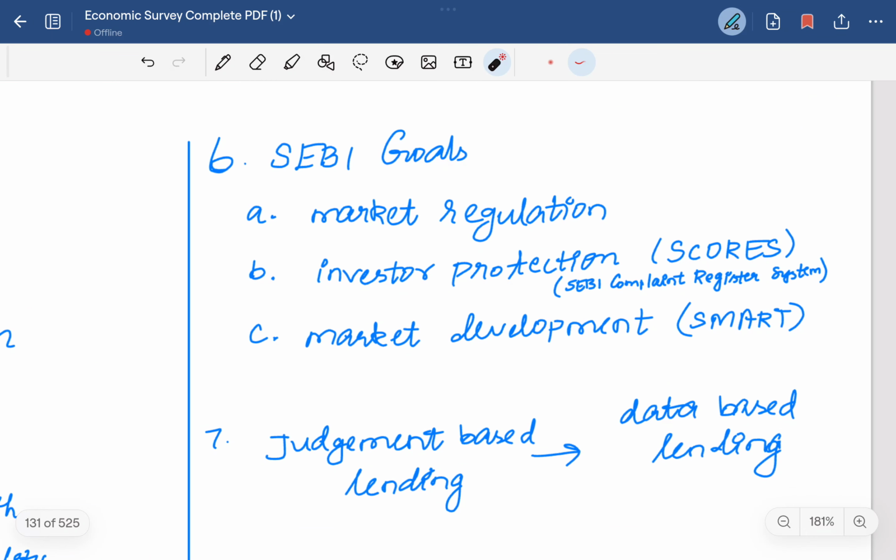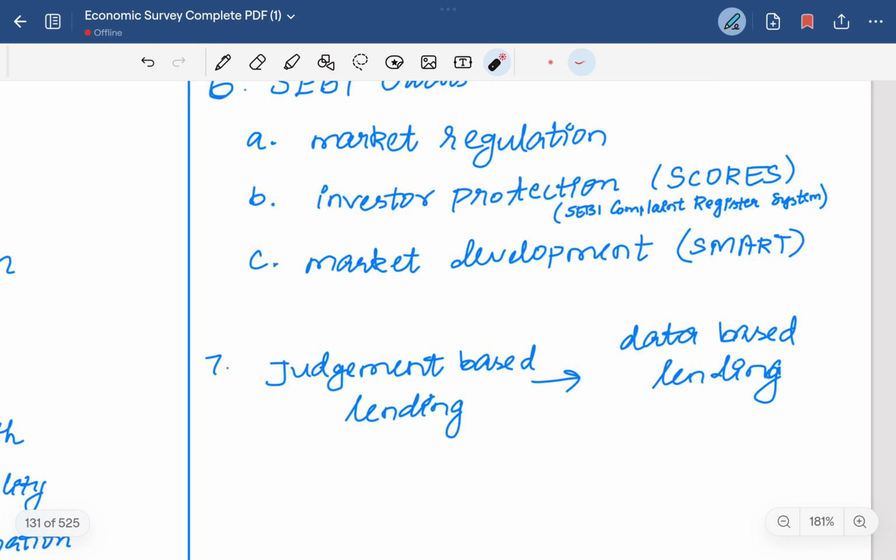Then the SEBI goals. Sometimes questions are asked mostly in the capital market areas, so it's better to prepare some points related to SEBI, mentioning its goals as market regulation, investor protection, then market development. They have also taken some measures in this area, like the SCORES portal, which is the SEBI complaint redress system for the grievance redressal mechanism of the investors. Then for market development, they have developed a SMART program for educating the investors.